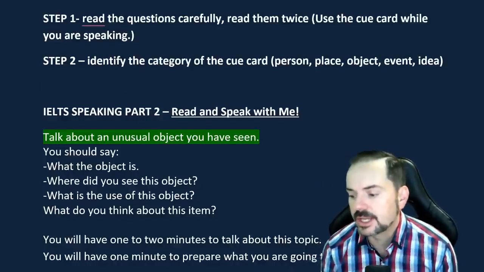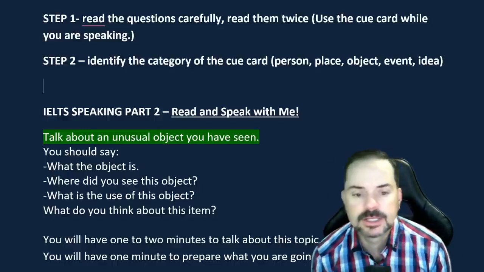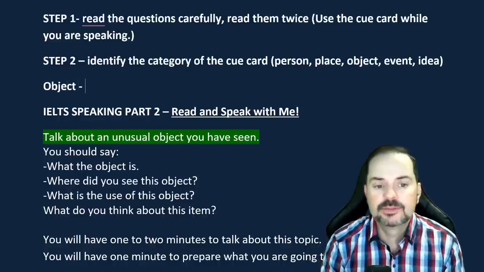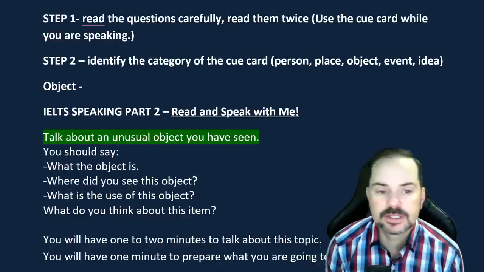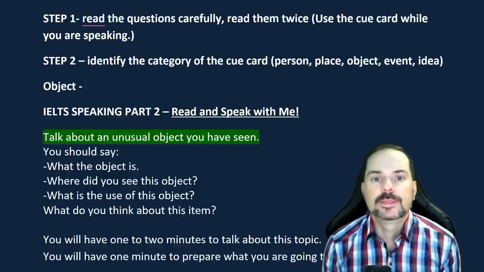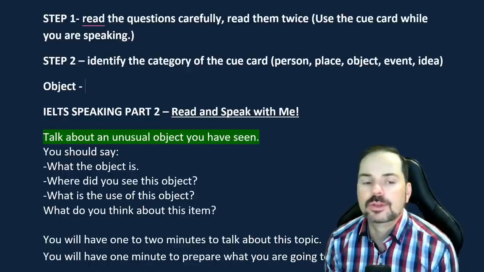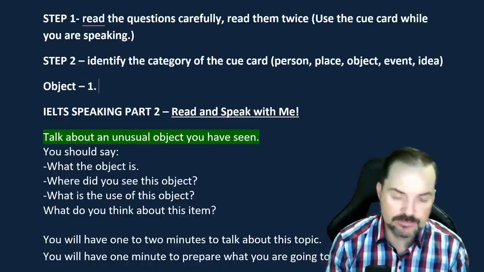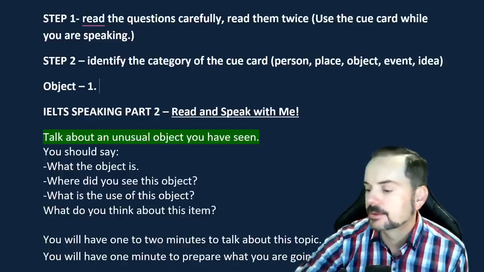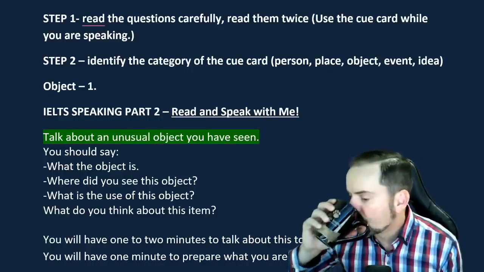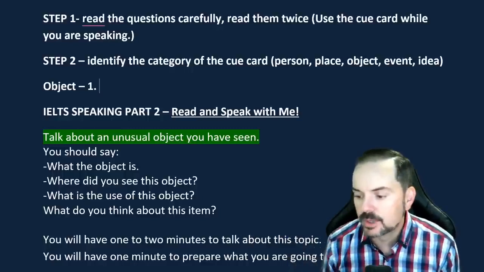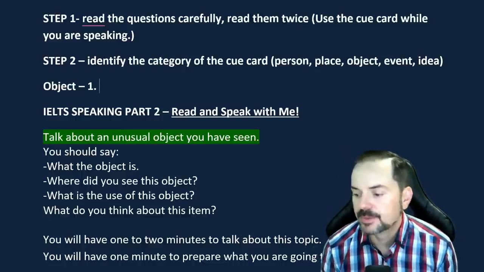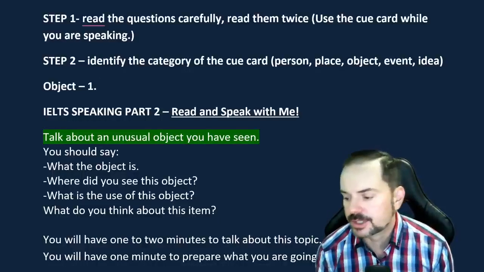Amra says the category here, it's not the topic so much, Amra, because the topic is an unusual object, but the category is an object. And when you talk about an object, we always go through this because students tend to forget what these include. So when you talk about an object, what should I include and how should I do it? What should I talk about first? And again, it's very important to know this.